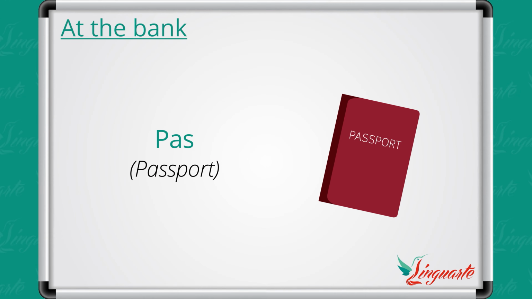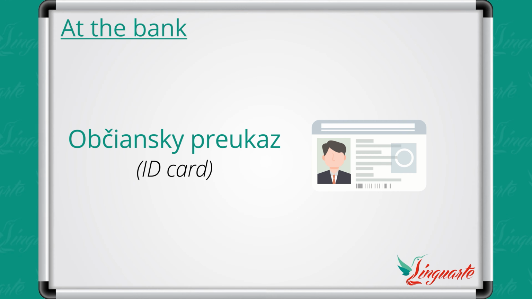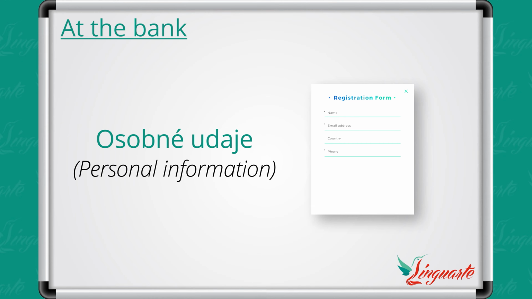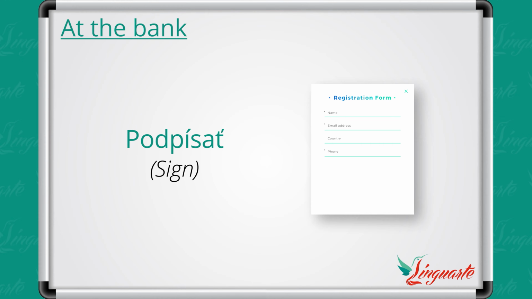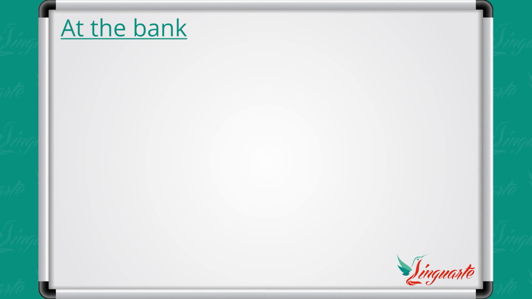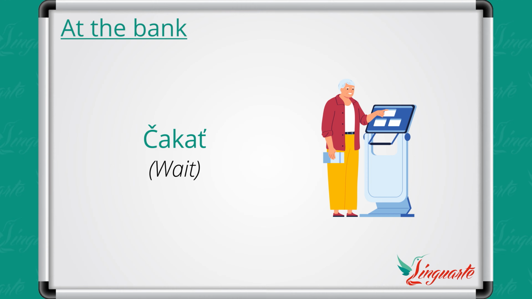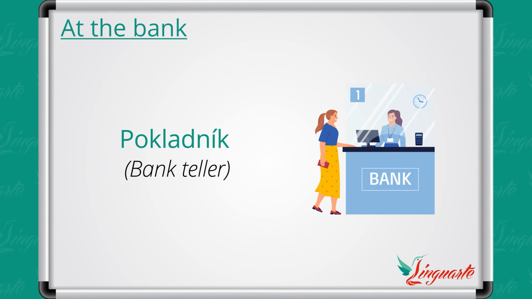And for many of the things you do at the bank, you need to show a passport, pas, or ID card, občiansky preukaz. Fill in a form, vyplniť formulár, with your personal information, osobné údaje. Sign, podpísať. The first thing that you would need to do is to take a number in this machine, zobrať si číslo. After this, you need to wait, čakať. When it is your turn, you need to speak to the bank teller, pokladník.